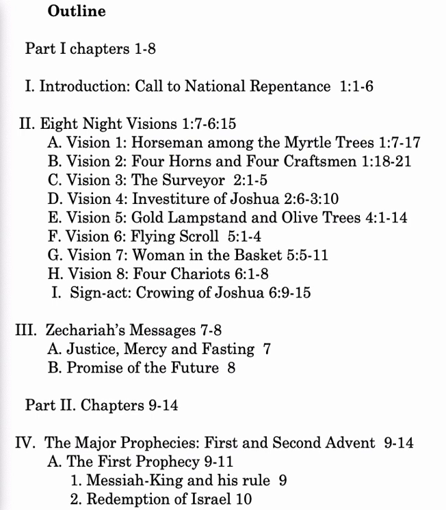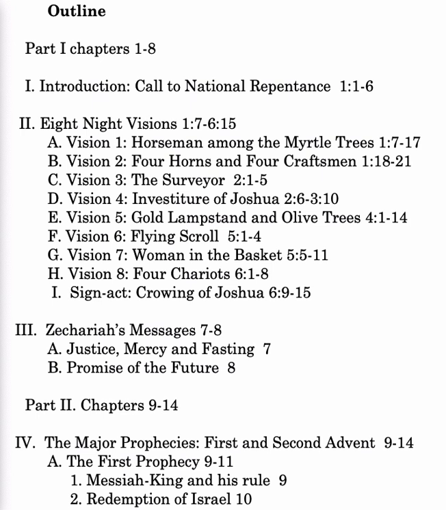Part one is chapters 1-8. Introduction: call to national repentance. 2, eight night visions. 1, horsemen among the myrtle trees. 2, four horns and four craftsmen. 3, the surveyor. 4, the investiture of Joshua.